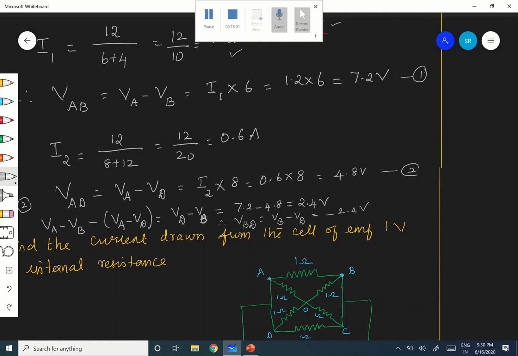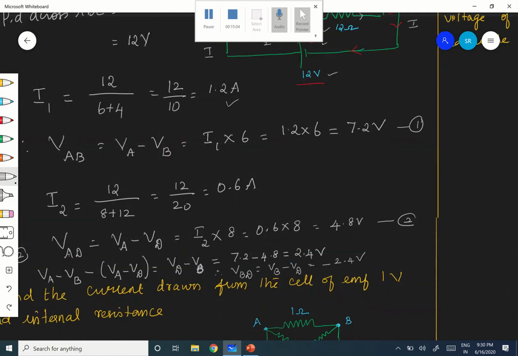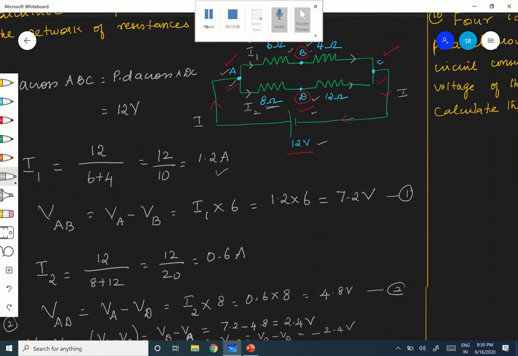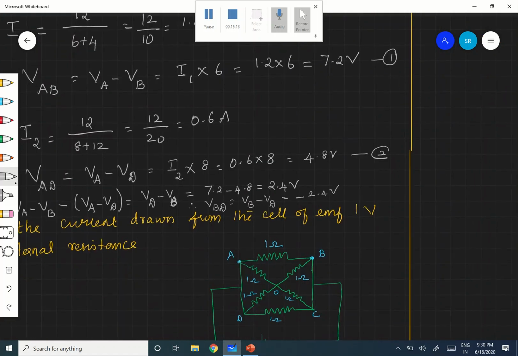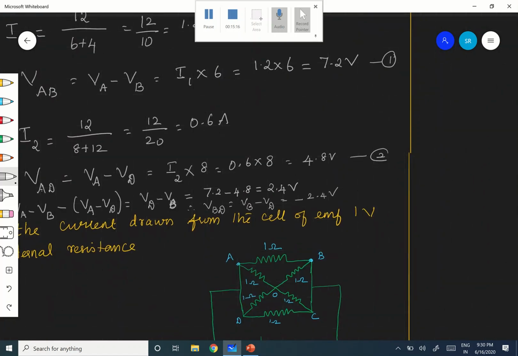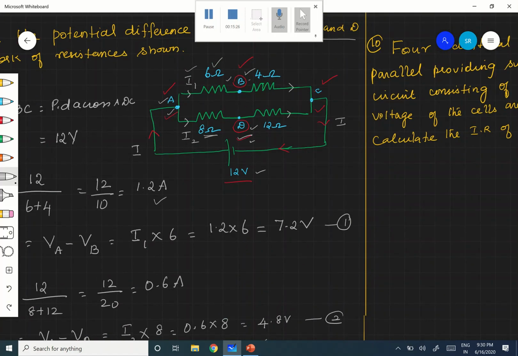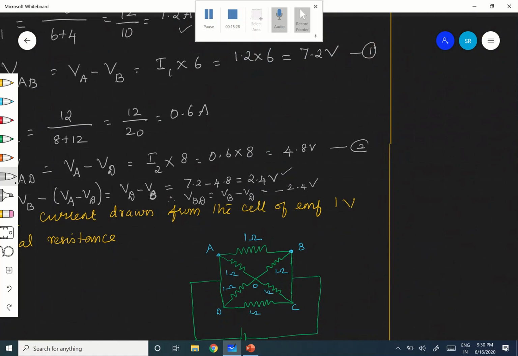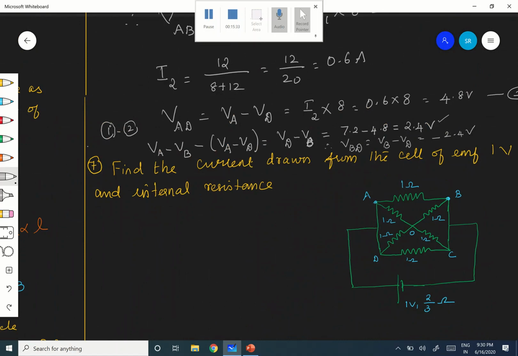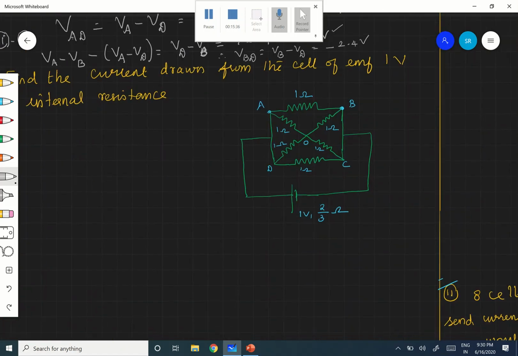Are you following? So which says that D is at higher potential when compared to B. That is why VD minus VB is positive. Therefore, VD is larger than VB. But what is asked is the potential difference between B and D. Hope you people are following. Therefore, that will be minus 2.4 volts. Okay, right. Then next question. Just go through, you'll understand.